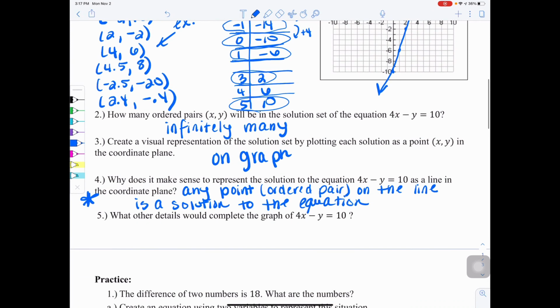So we've kind of already tackled number 5. What other details would complete the graph? You want to definitely make sure you have a label. So that means writing the equation of the line on the line. Other things, you have an x-axis, you have the y-axis, and you have the equation, like we said, with your label.